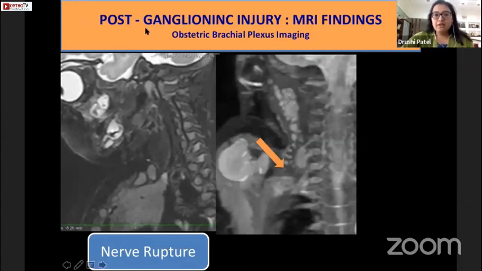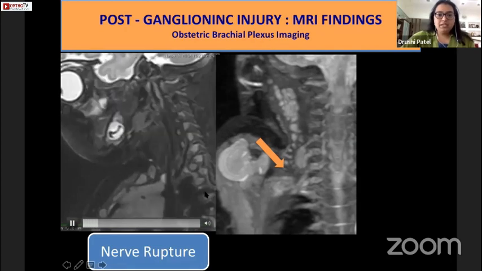Coming to postganglionic injury, nerve ruptures. Nerve ruptures are seen as a complete defect in the postganglionic nerves. It can be associated with a neuroma. Here we can see it's associated with a proximal as well as a distal globular thickening, which is a neuroma formation.